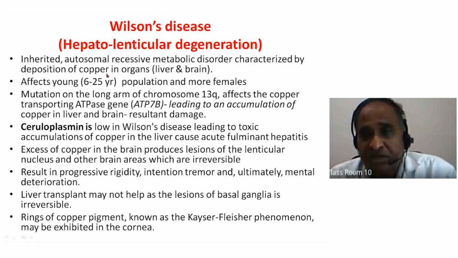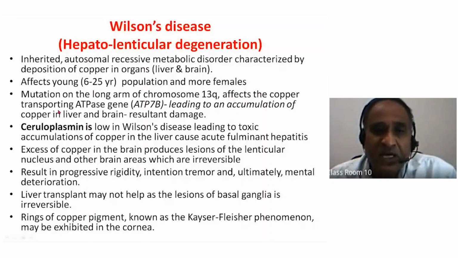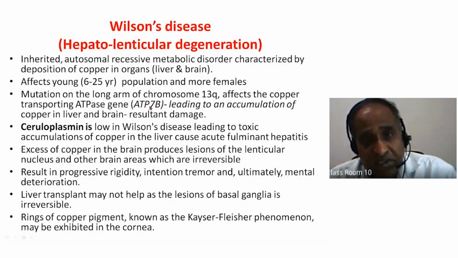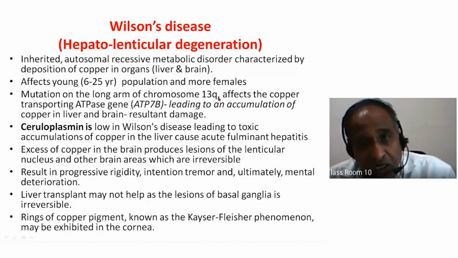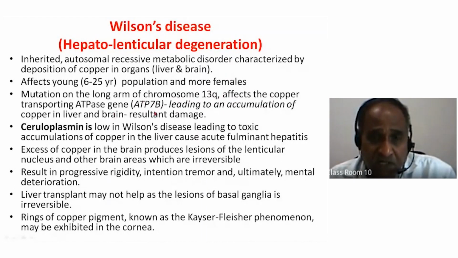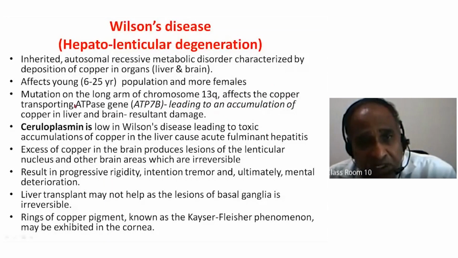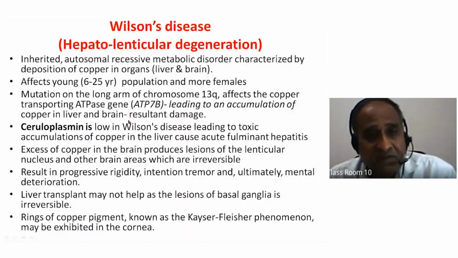And this chromosome alters the copper transporting ATP gene, that is ATP7B. This 13q chromosome alters or affects the copper transporting. And this copper transporting gene is affected, hence that results in the accumulation of copper in the liver and brain, because transport is not taking place, and resultant damage.